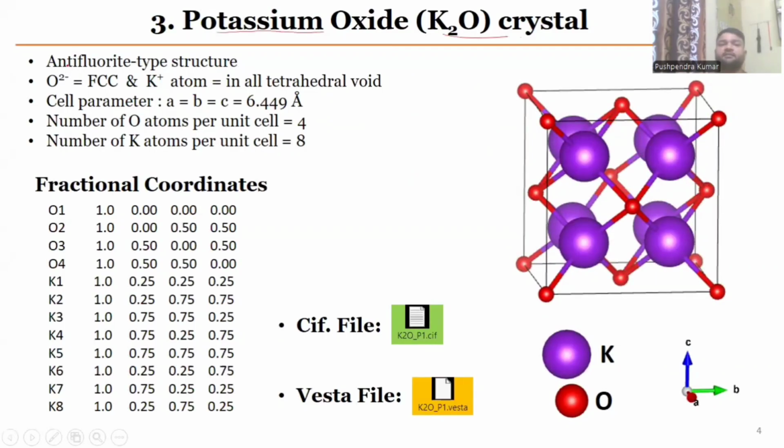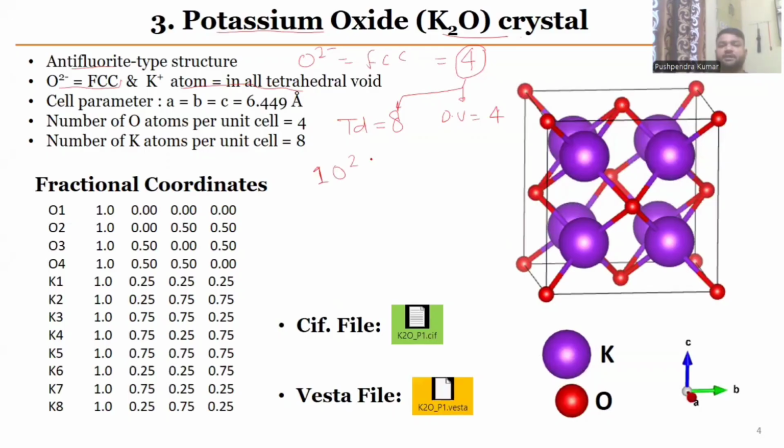This is an anti-fluorite type structure, that is, Na2O type structure, in which oxygen ions form the FCC lattice and potassium ions are present in all tetrahedral voids. Since the oxygen ion O2 minus is forming the FCC, the number of oxygen ions will be 4. And accordingly, the tetrahedral voids will be 8 and octahedral voids will be 4.